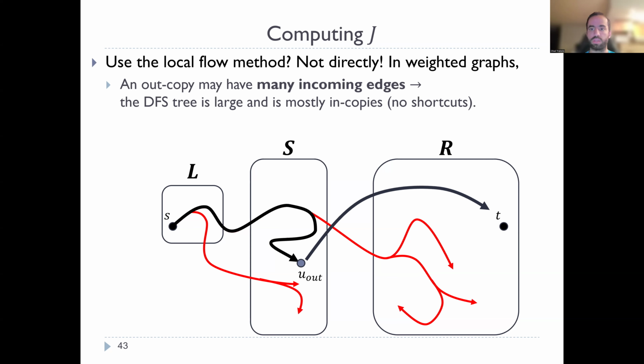Now, can we do it directly here? Not really in weighted graphs. And the reason is that an out copy may have many incoming edges, as opposed to unweighted graphs where it is not the case. Here, it can have many incoming edges. And so the DFS tree would be large. It could be that the DFS tree is just large and mostly in copies, and so we cannot shortcut in copies to T. We can only do it for out copies.